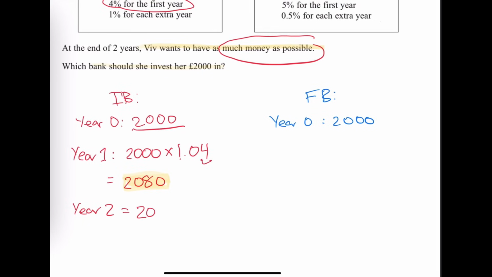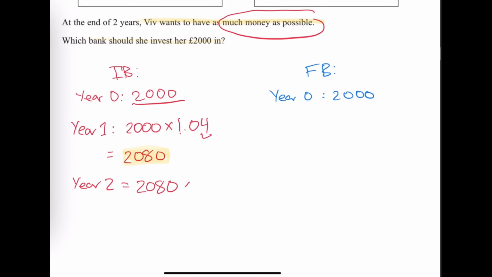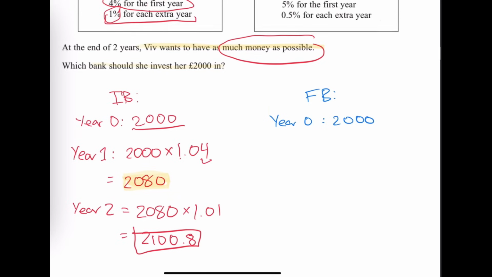So we do 2,080. Now, we get 1% for every extra year. So this is now an extra year. This is year 2. So now we're going to times this by an extra 1%, so it will be 1.01. The answer would be 2,100.8. This is how much she gets at the end of the second year.